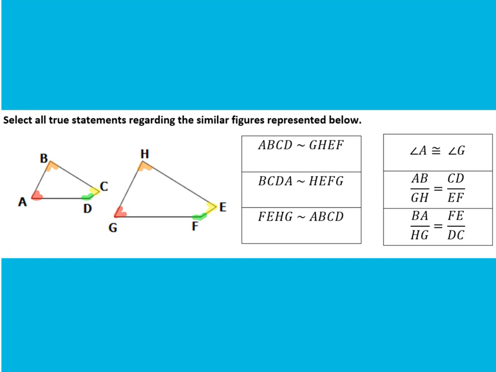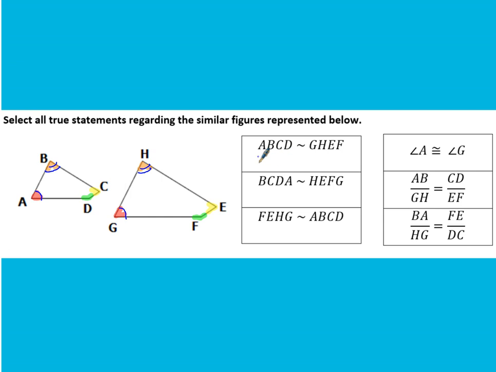In our next example, the directions say to select all true statements regarding the similar figures represented below. So right off the bat, they're telling us that these are similar figures, but we have to determine which of these are going to be true statements. Since we were told they were similar, I went ahead and marked those corresponding corners. You can either use different colors to mark yours, or as we talked about before, you can draw the little lines like this, and then 1, 2 like this, whichever way works better for you. Once you mark them, it's going to be easy to tell the order they're telling us.